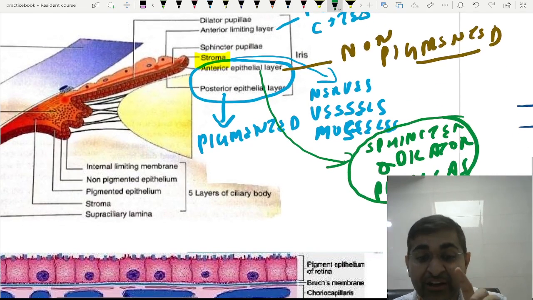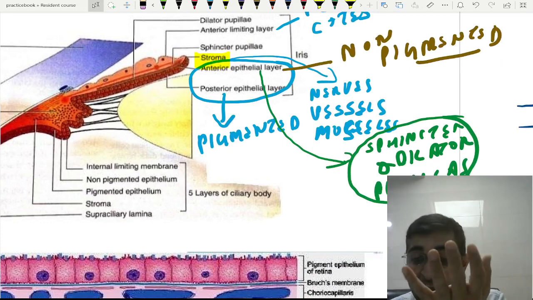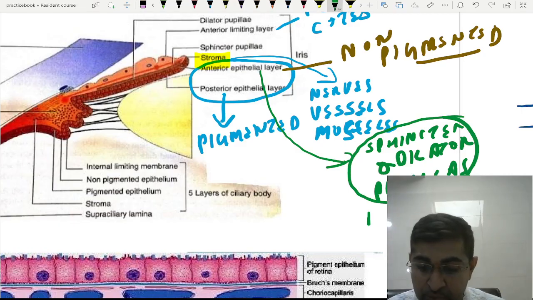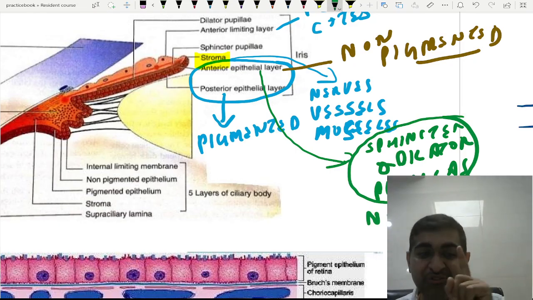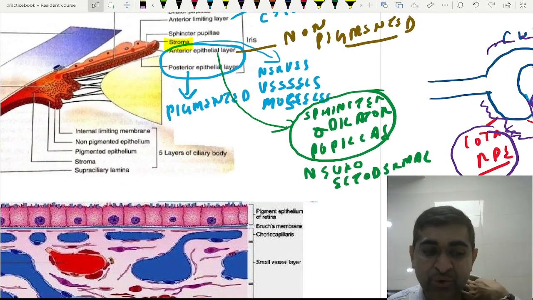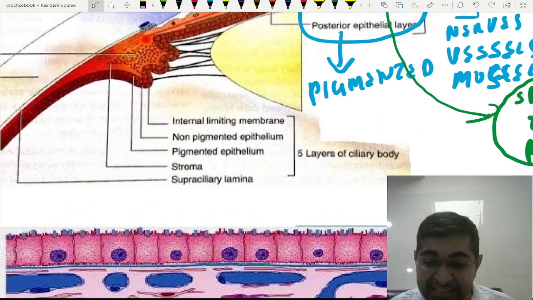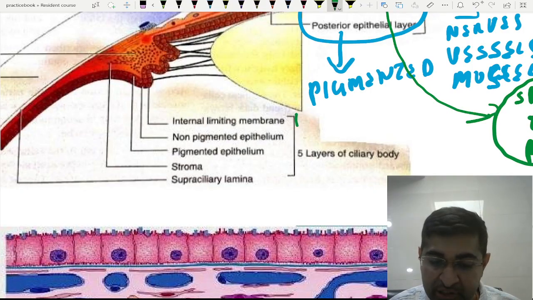They are actually derived from the anterior epithelium layer, which is a part of the optic cup, which is a part of neuroectoderm. So sphincter and dilator pupillae are neuroectodermal in origin. Very important. Neuroectoderm, a very important question of viva voce, right? So they are neuroectodermal in origin, right? And I have already told you the 5 layers of the ciliary body. This is 1 from inside, 2, 3, 4 and 5.